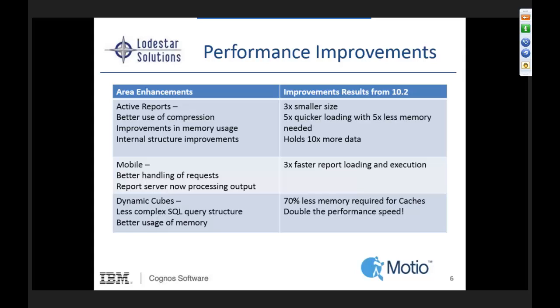Dynamic cubes was something introduced in 10.2, and dynamic cubes are really for big data, and they utilize lots of data. So what they've done is improve the SQL query structure and make better usage of the memory. So this actually requires about 70% less memory, and it's actually double the performance speed here.